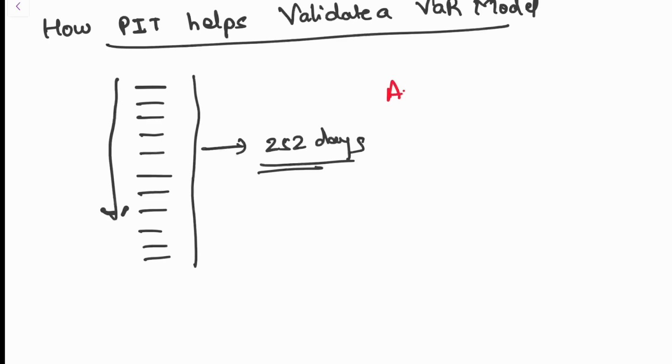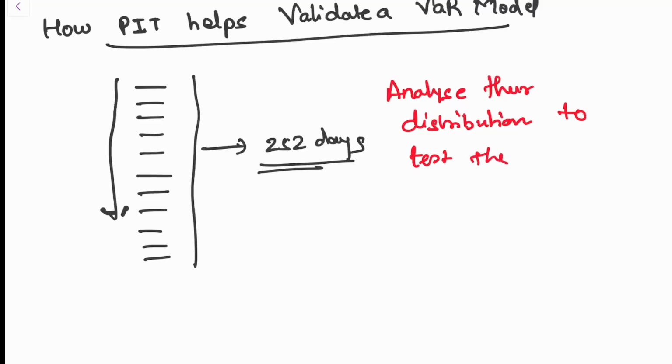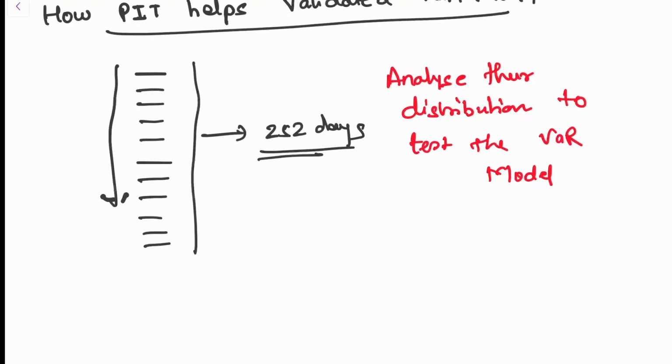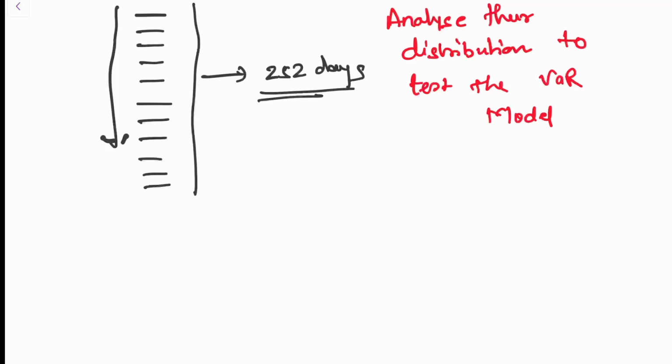Now you analyze their distribution to test the VaR model. So first what you will do, you will do the uniformity check, basically the unconditional coverage test. Write down unconditional coverage test.